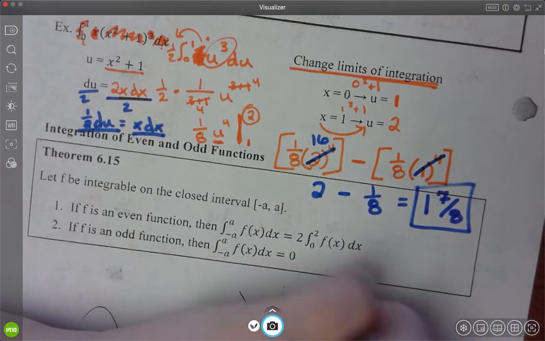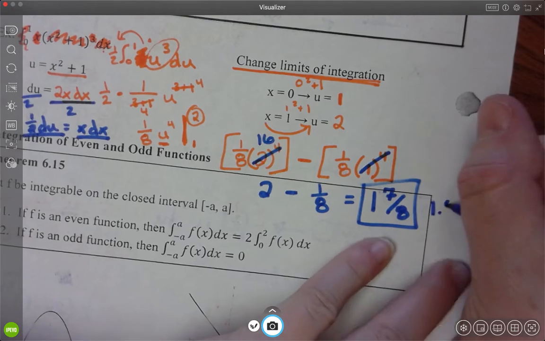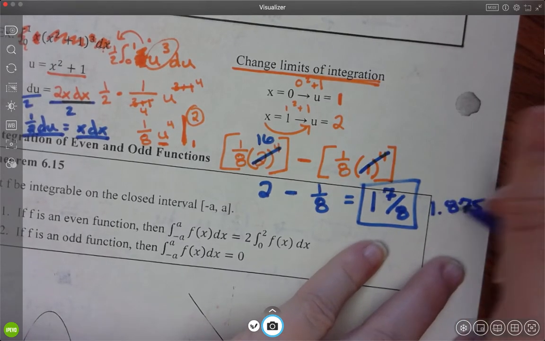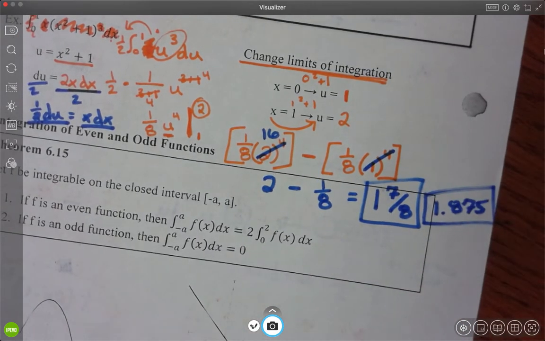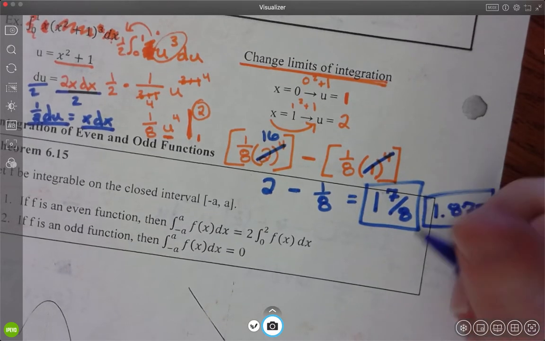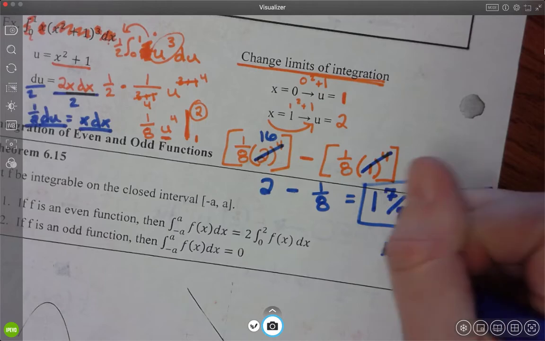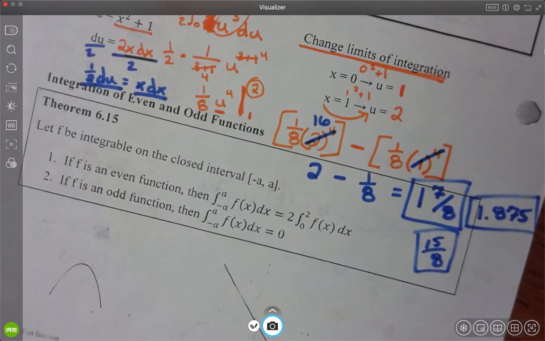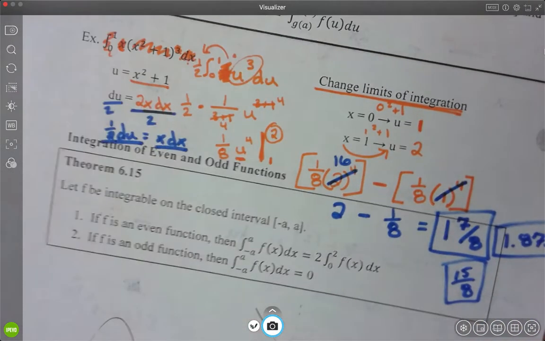1.875, I think, something like that. 1.875 is my eighths. Okay, so I don't care how you write it as a fraction or as a decimal. You could even put that as 15/8 if you wanted to, whatever. But that's the area under the curve. So I don't care which way you do it.